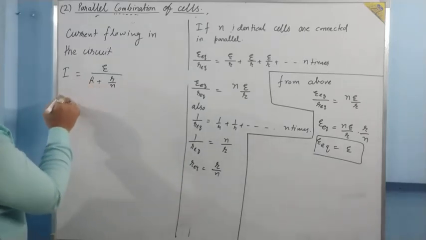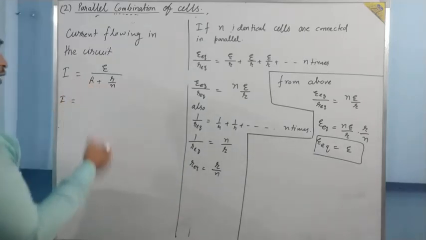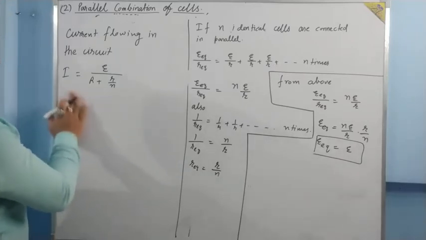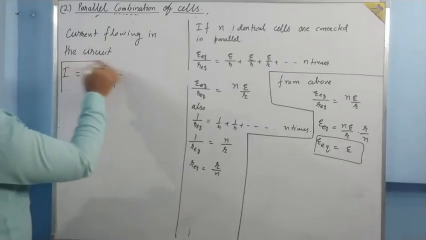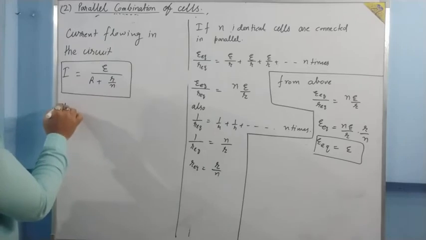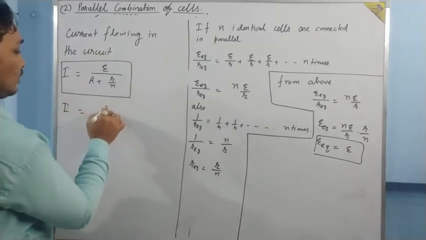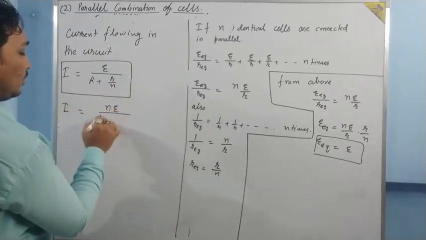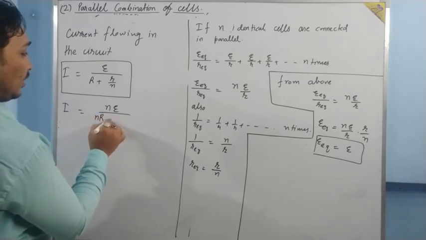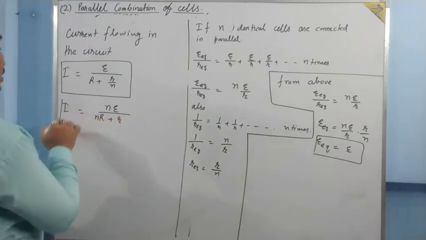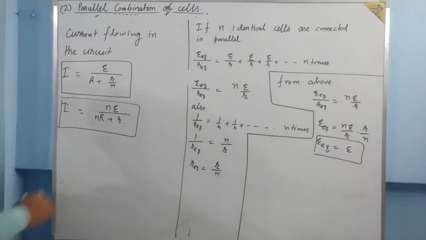Now if you take LCM, if you don't take LCM, let it be like this. Or just take LCM, it will be easier for us. So I is equal to N E upon N capital R plus R. This will be the current. Now two cases are possible. Let us discuss the cases.